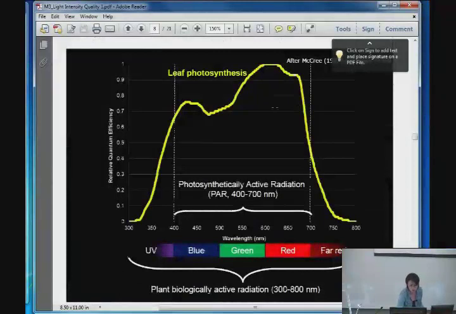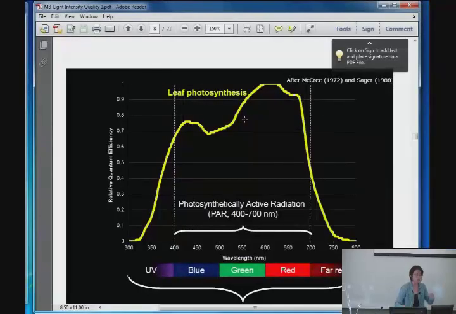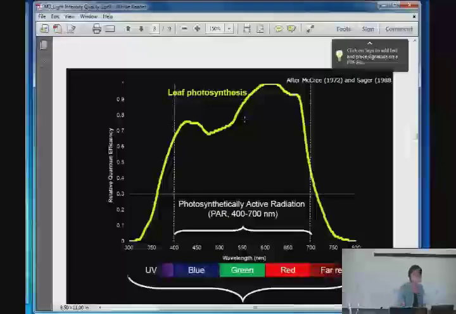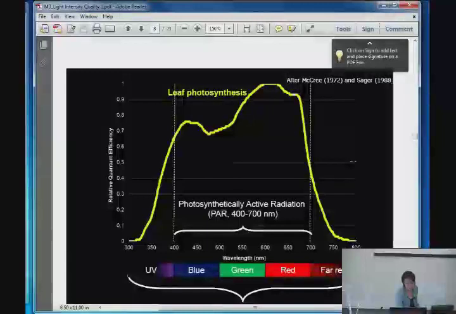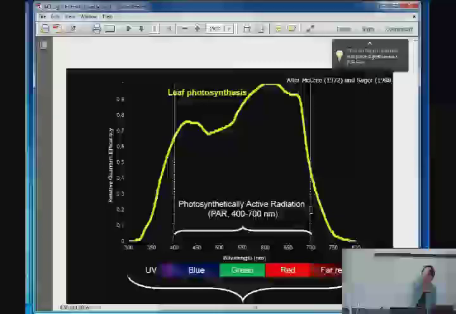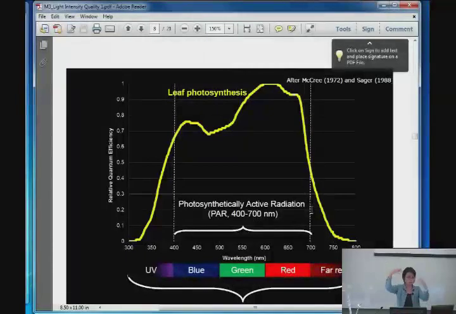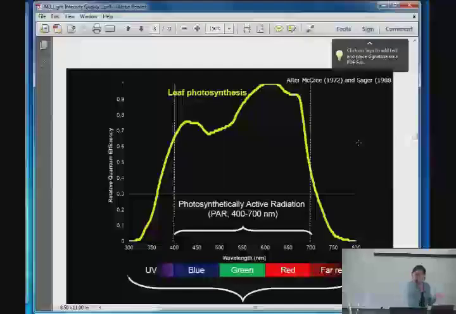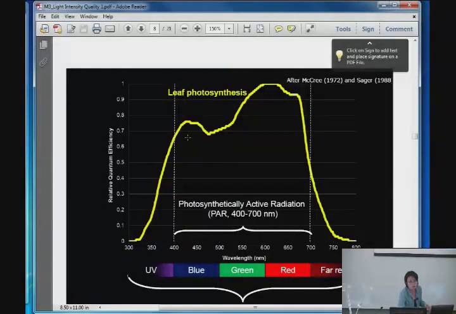So this is again the same one, the leaf level photosynthetic response. Highest in the red range, and then blue is the second, and a little bit of a dip in the green. But 400 to 700, it's being used generally, photosynthetically active radiation. Different species have slightly different shapes, maybe a little bit lower in the blue range, maybe more flat. But generally speaking, this is actually many species average.